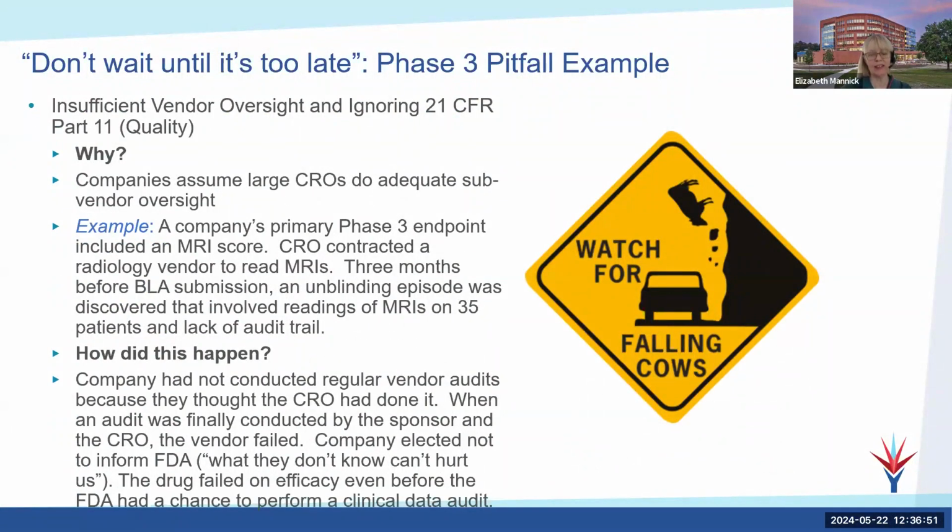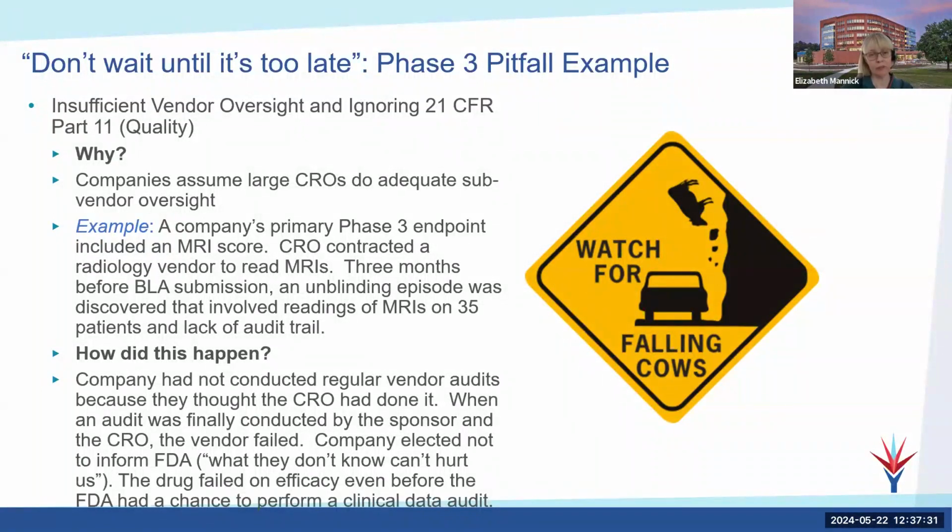Insufficient vendor oversight and ignoring 21 CFR Part 11 quality regulations. Why does this happen sometimes? Companies assume large CROs do adequate sub-vendor oversight. So an example is a company's primary phase 3 endpoint included an MRI score. The CRO contracted a radiology vendor to read the MRIs. 3 months before BLA submission, an unblinding episode was discovered that involved readings of MRIs on 35 patients, and lack of an audit trail was also discovered.